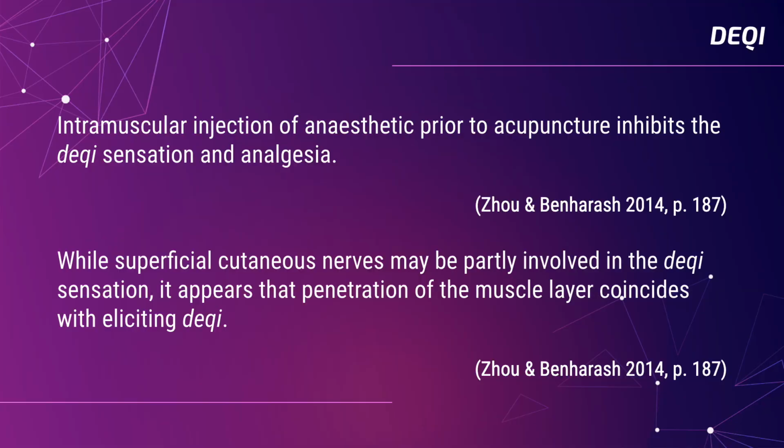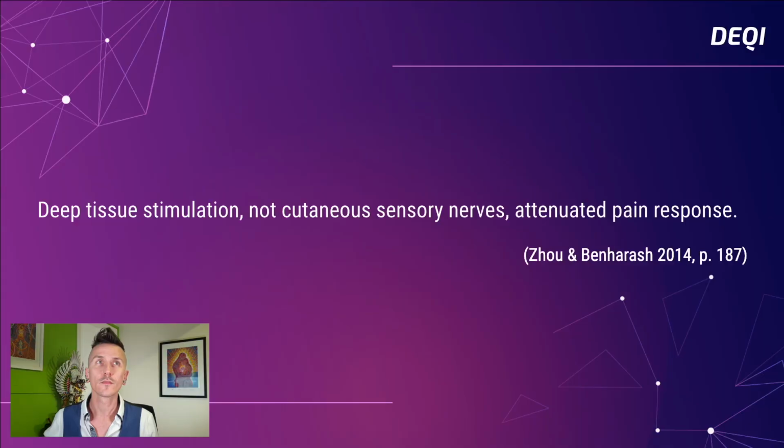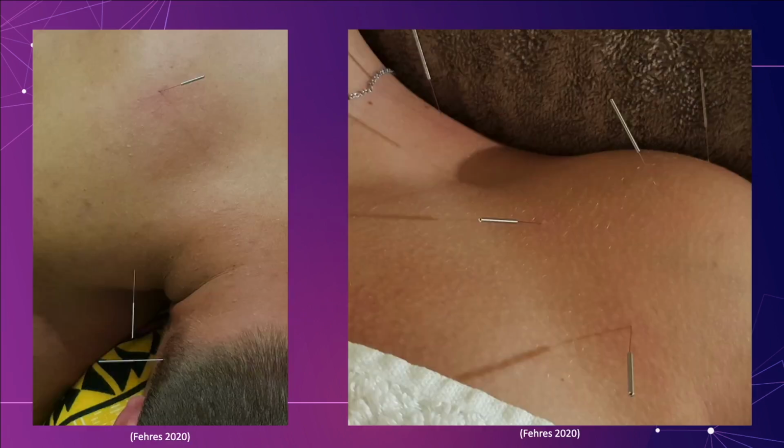While superficial cutaneous nerves may be partly involved in the DeQi sensation, it appears that penetration of the muscle layer coincides with eliciting DeQi. So once again, going back to the importance of what we were saying before about the depth of the actual needle and its relevance to how effective the acupuncture treatment is. Once again, deep tissue stimulation, not cutaneous sensory nerves, attenuated nerve response.